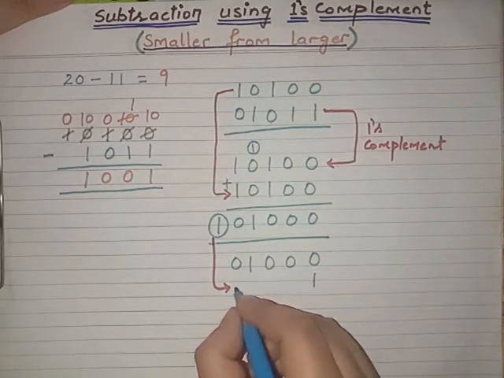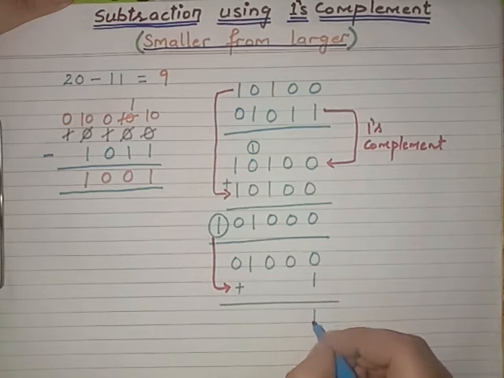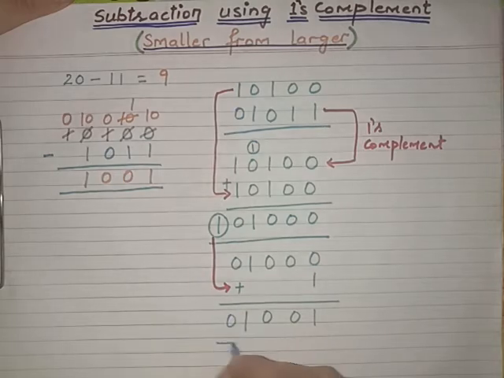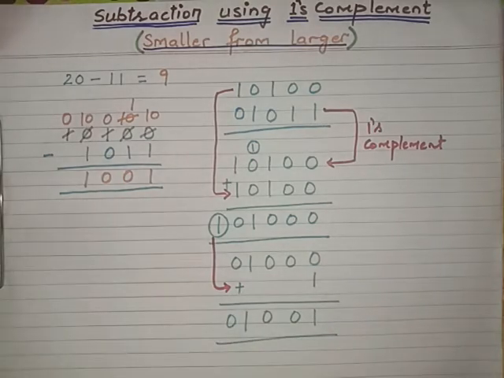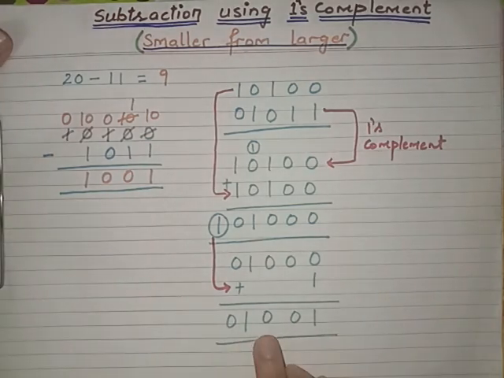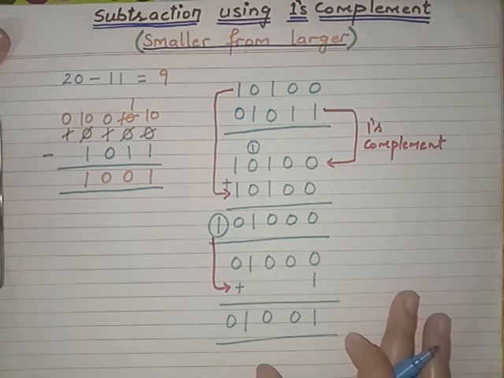So the addition will be equal to, here 0 plus 1 is 1, 0 0 1 0. So you can see this is the final result, 1001, that is 9. So this is how you perform the subtraction using ones complement.